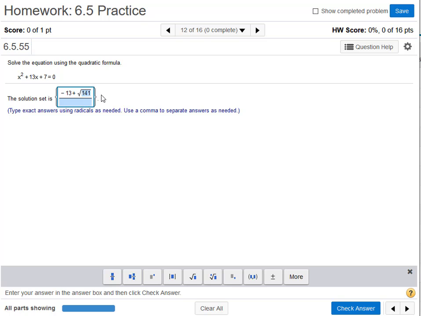The square root of 141 divided by 2, comma, and then the second answer is, again, another fraction, I put in the fraction bar, negative 13 minus the square root of 141 divided by 2. So use the buttons at the bottom to help you do things like that.